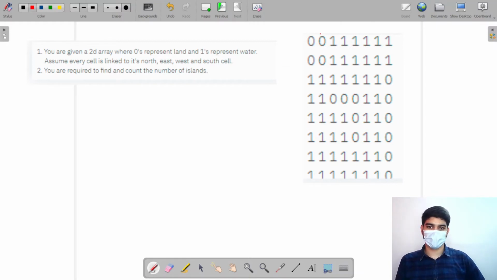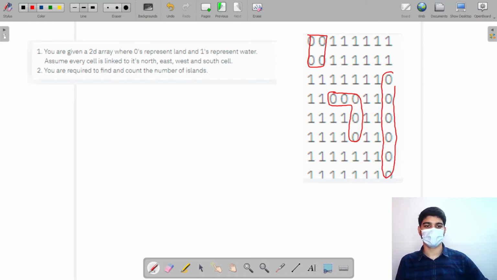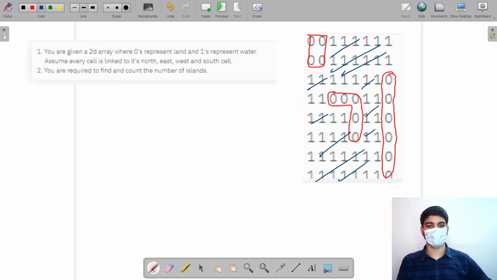If we try to visualize this on the given input, we have lands as 0. So this part is my land. If I draw this more properly, this part is my land, this is 0, 0, 0. Over here also, this is again my land. And over here also, this whole part is my land. The rest of it all is my water. What I have to find is the count of the number of islands. So the number of islands in this particular test case is 1, 2, and 3. So my output would be 3.